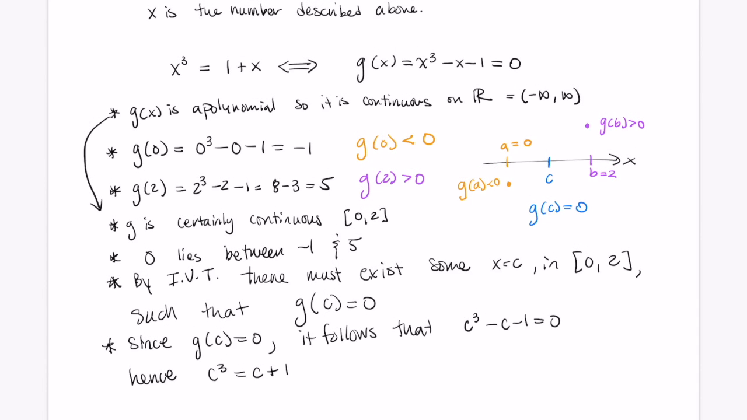So this number c is precisely the number we were looking for. C cubed is equal to c plus 1. That is, c is a number so that its cube is 1 more than the number itself. And we are done.